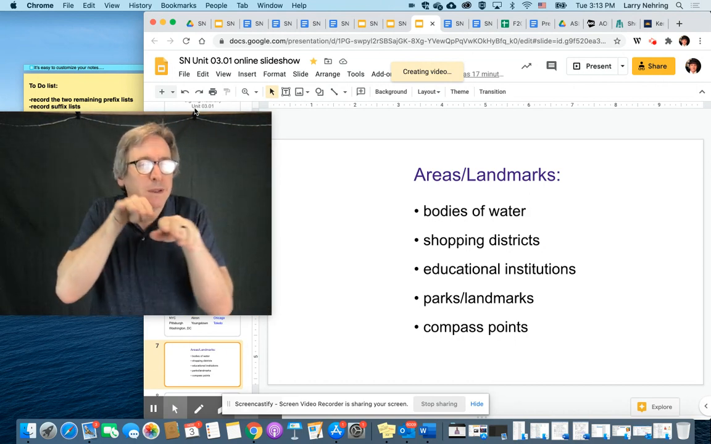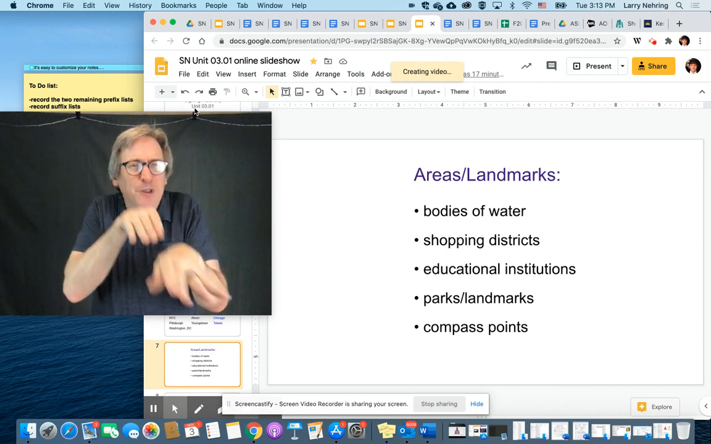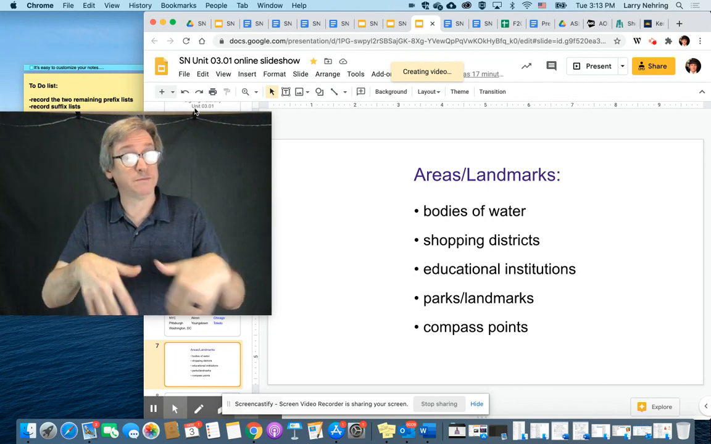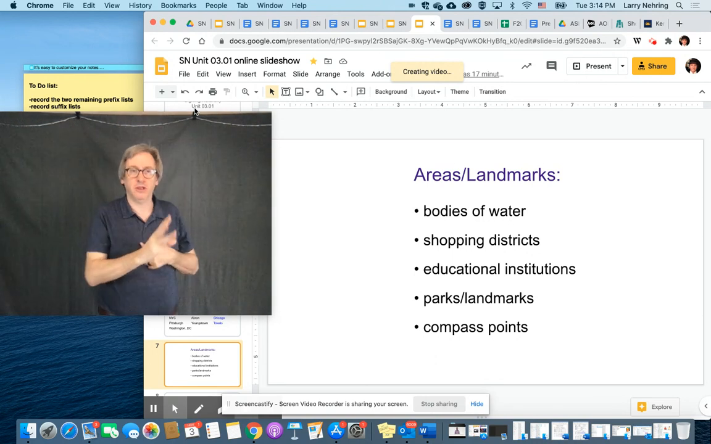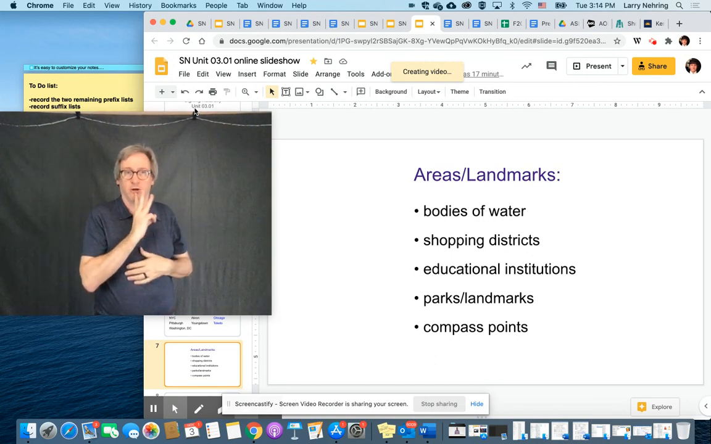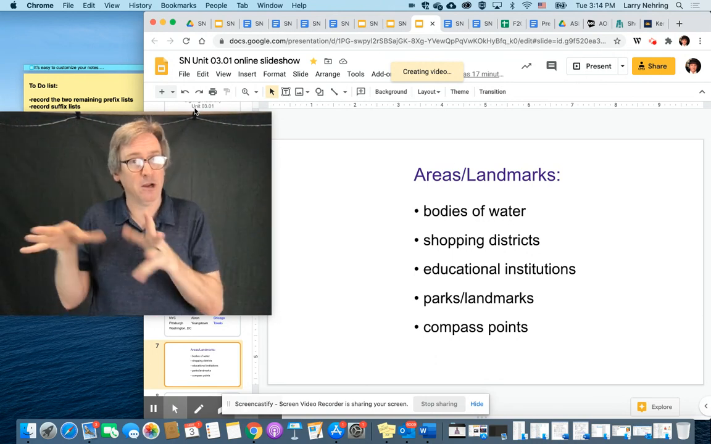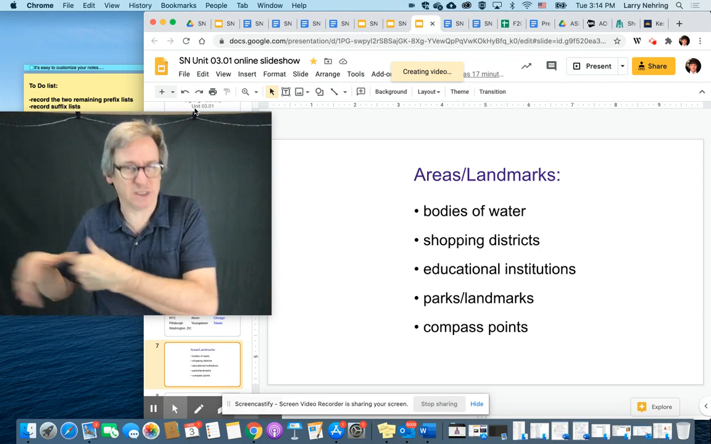Water, tiny little, it's a creek. Waterfalls. So you're going to preface it with W for water, right? You're going to preface it with the sign water, and then generally just show the shape of what it looks like.